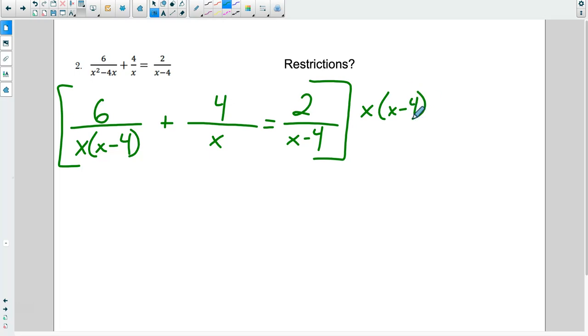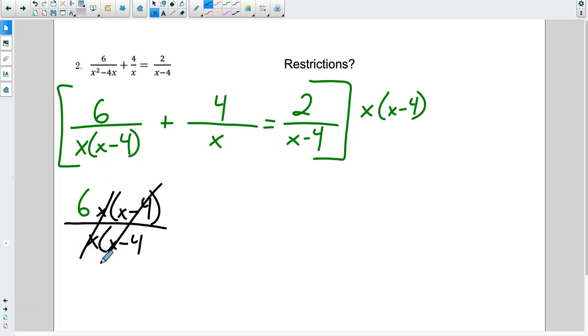And let's multiply. What happens if I multiply 6 by x times x minus 4? What happens? Can I cancel anything out? We can cancel everything out, right? Because this is what I'll get. And I normally don't work through all of this, but we will, so we can see it. And look at that, gone, right? So I just got 6. And that's because I'm using a common denominator to multiply to the whole thing.